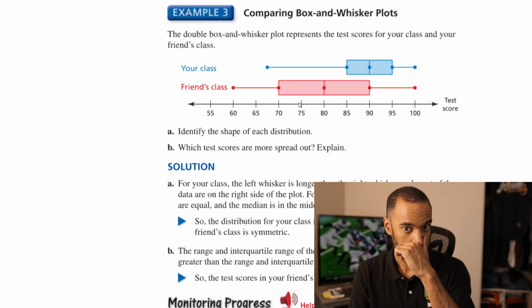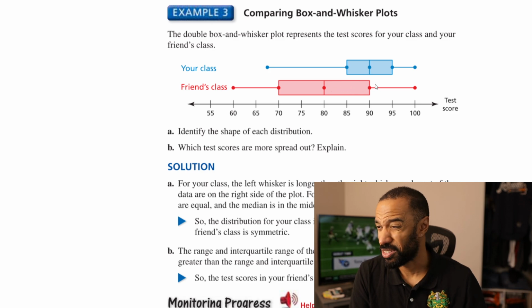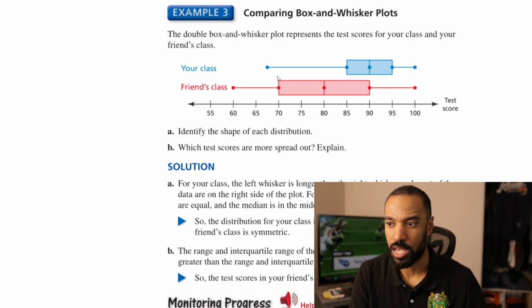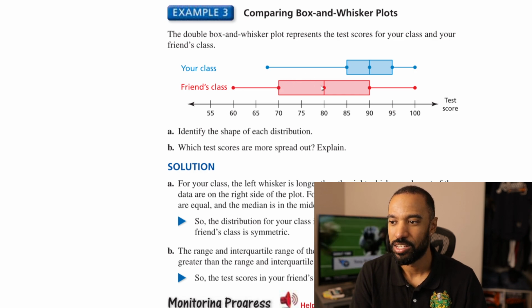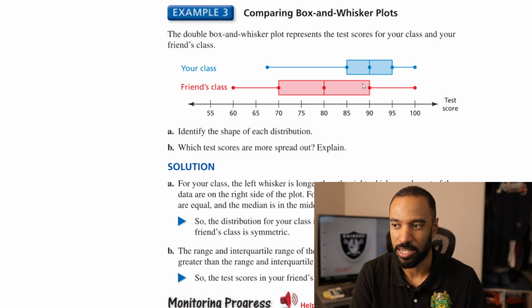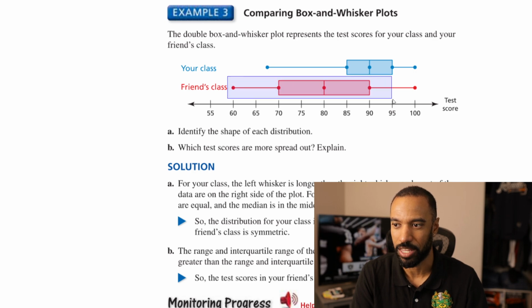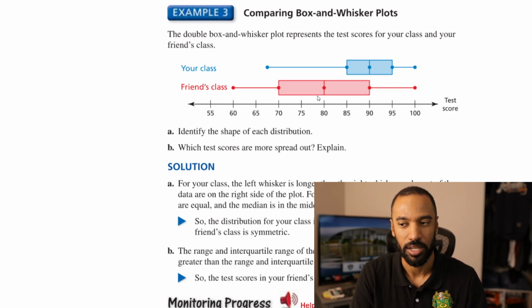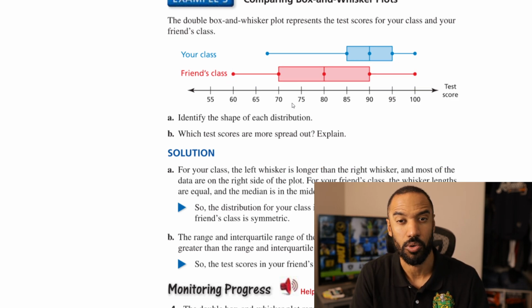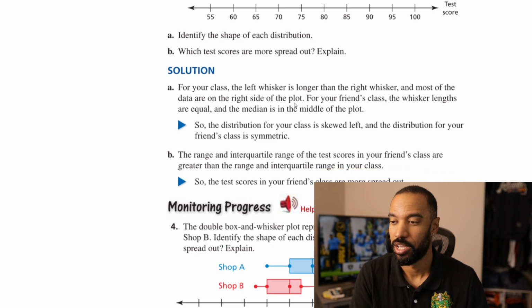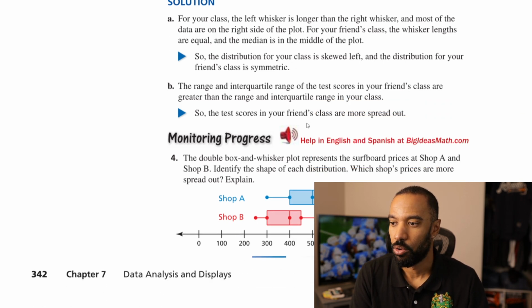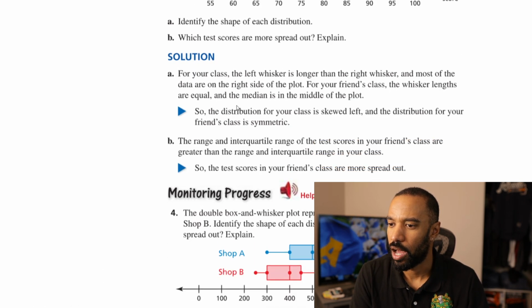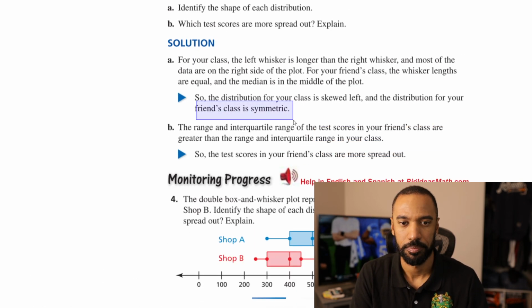For my friend's class, y'all, this is even distribution. I mean, as even as one could get, pretty much. 60 to 70 is 10, 70 to 80 is 10 as far as range. 80 to 90 is 10, 90 to 100 is 10. Everything is equal length. Everything's symmetric. Your friend's class is symmetric with test scores. For better or worse, they're symmetric with test scores. So your friend's class is symmetric.